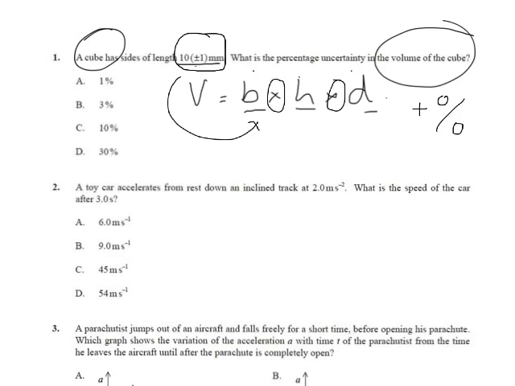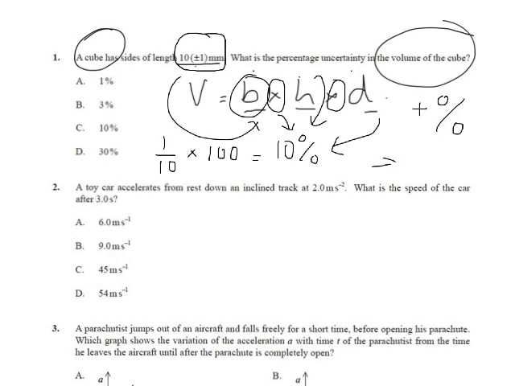give us our answer. The percentage uncertainty in the length then would be 1 over 10 times 100, which gives us 10%. Because the base has a percentage uncertainty of 10, the height has a percentage uncertainty of 10, and the depth also has a percentage uncertainty of 10%, we add the three together to give us a total of 30%.